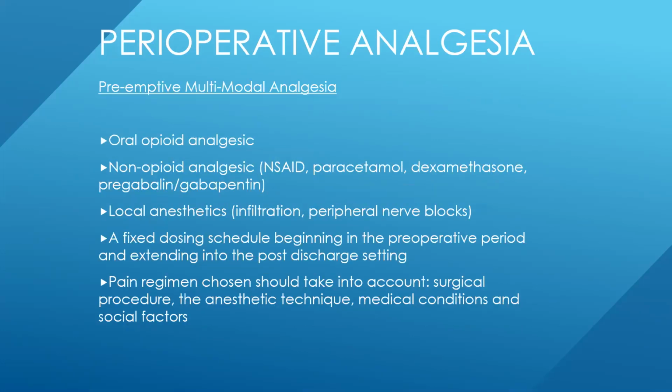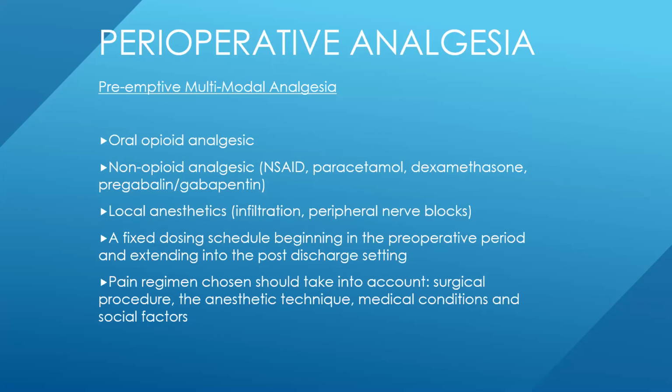Analgesia. The motto for analgesia in the outpatient setting is preemptive multimodal analgesia. Preemptive, you want to prevent the patient from getting to a state where you have to give large doses to rescue them from pain. Multimodal, you want to use medications with different mechanisms of action that all act synergistically to produce a better overall effect. The medications typically involve an oral opioid analgesic. Many non-opioid analgesics, such as non-steroidal anti-inflammatories, paracetamol, the steroids, and the neuromodulators, such as pregabalin or gabapentin. Local anesthetics play a large role in the perioperative analgesia, be they by infiltration or peripheral nerve blocks.